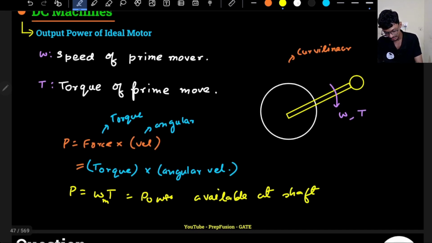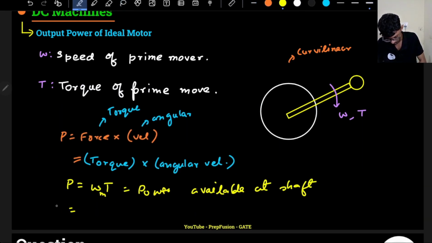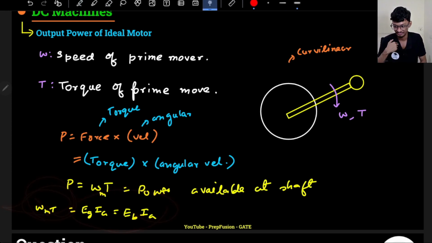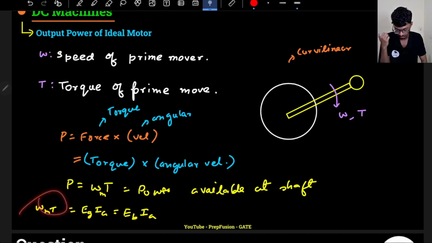So this will be equal to omega into T, which is the generated Eg into Ia, or equal to Eb into Ia, because these are the same thing, the power generated at the shaft. Engineers will understand this term, but our customers will understand this. But we are engineers, so we have to understand both, because we have to explain them both. I hope you also got the intuition for how this formula, omega_m into T, came about. I have given you the intuition as well.